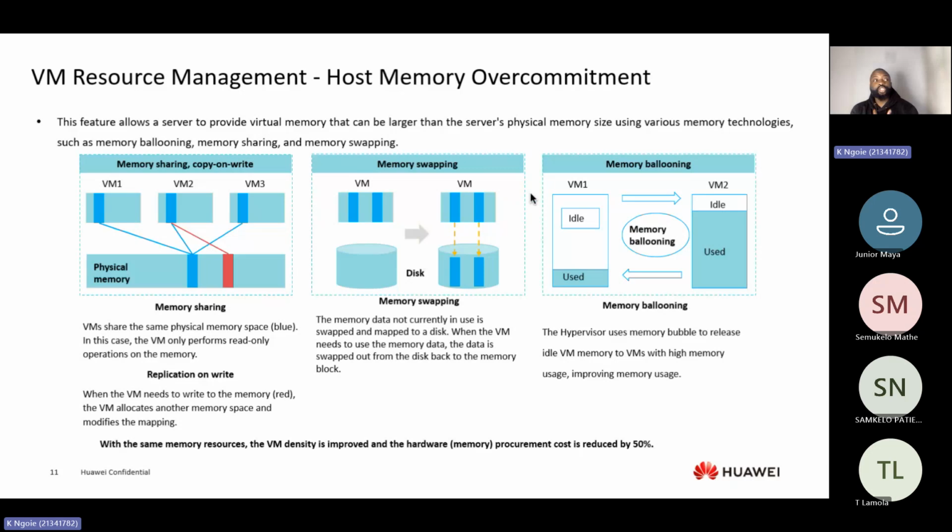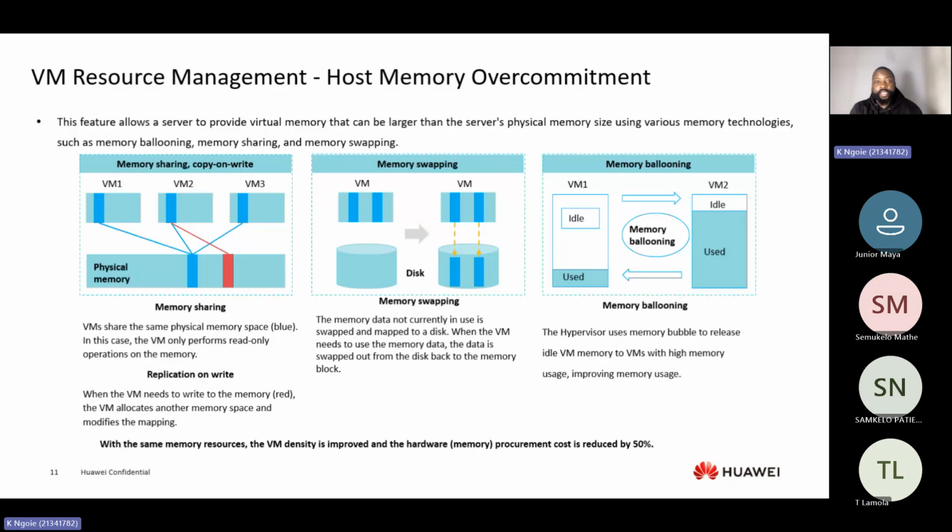Another feature that we have is VM resource management, which is host memory overcommitment. This feature allows the server to provide virtual memory that can be larger than the server's physical memory. So we can have a server at a certain capacity, but if we need more, instead of buying a physical server, we can have virtual memory which is bigger than the physical memory that we have. That's the role of this feature.